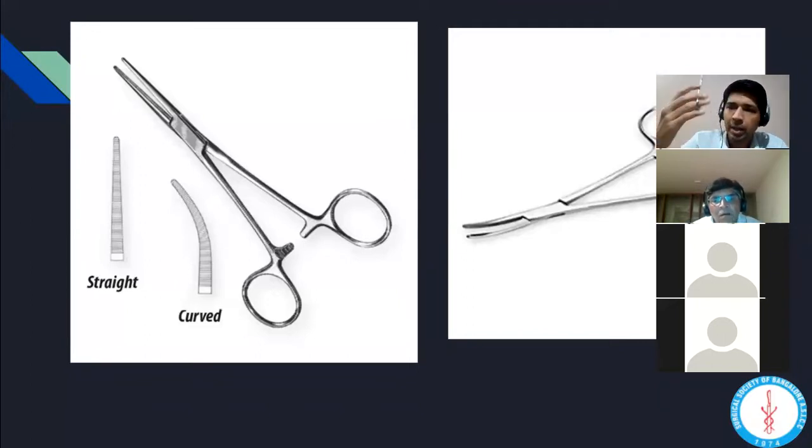So the minute you pick it up, you hold it in your hand, you say this is a Kelly's medium-sized curved artery forceps. It has jaws, it has a box joint, it has a shank, and it has rings and a ratchet. It has transverse serrations. It is made up of stainless steel and it is autoclaved. It's sterilized by autoclaving and it's used to grasp tissue.